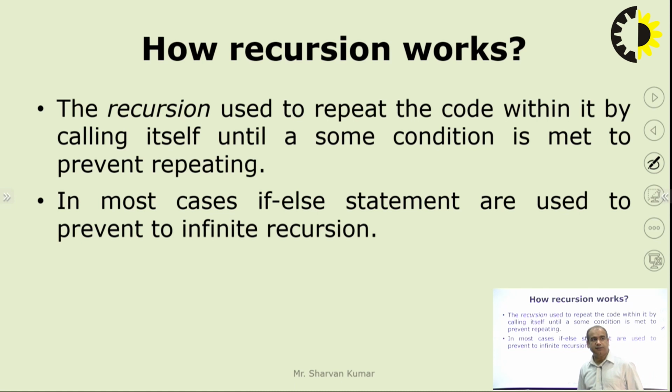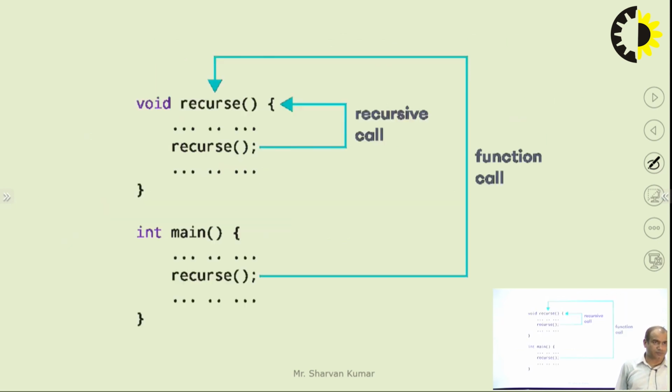So how does recursion work? Recursion repeats code by calling itself until some condition is met to prevent the repeating. In most cases, if else statements are used to prevent infinite recursion. As I said earlier, if we do not control that recursion, it will go into an infinite or endless loop.